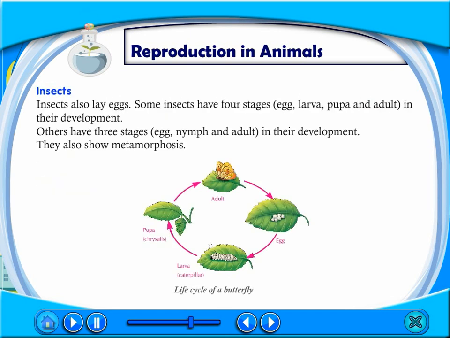Insects. Insects also lay eggs. Some insects have 4 stages: egg, larva, pupa, and adult in their development. Others have 3 stages: egg, nymph, and adult in their development. They also show metamorphosis.